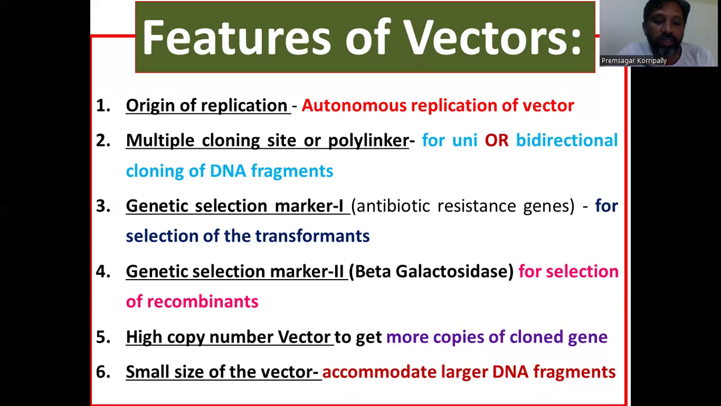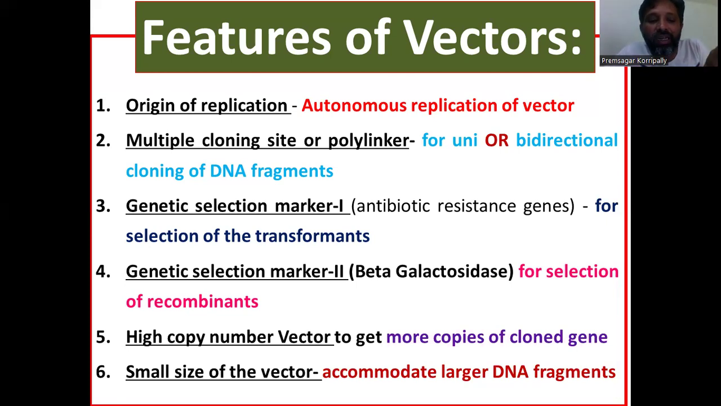And the sixth feature is small size of the vector. When the vector is small, larger DNA fragments can be cloned. If you take an example, pUC18 is around 2.5 kb, so you can clone another 7.5 kb of DNA fragment.